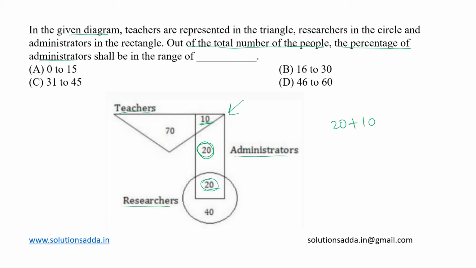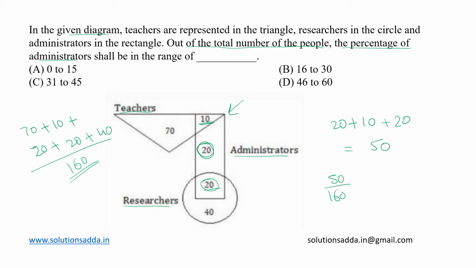So again, these 20 will also be counted as administrators. So in total, we have 50 administrators, and the total number of people is the sum of all the numbers appearing in this diagram, which is 70 plus 10 plus 20, 20 and 40. So this sums up to 160. Now to determine the percentage of administrators, we shall do 50 on 160 into 100.